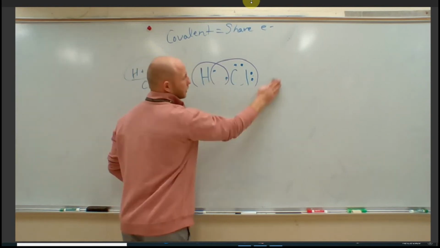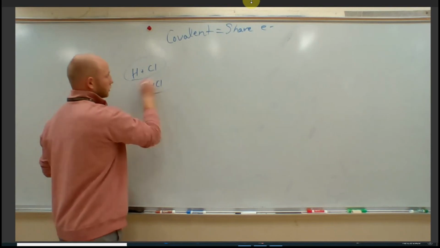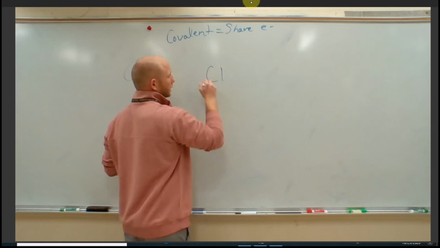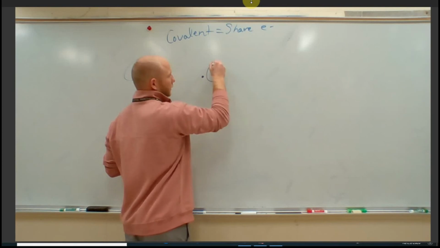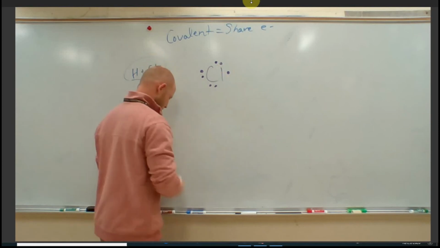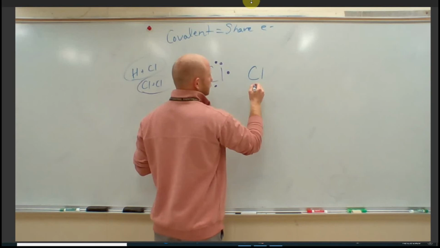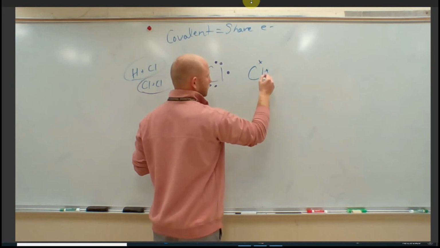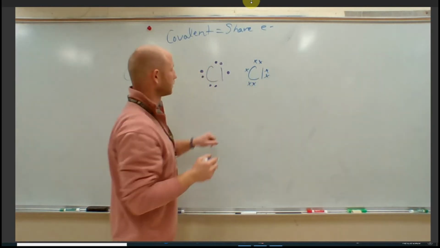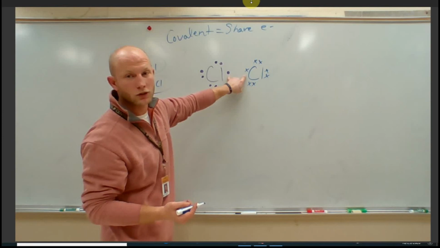So you guys need to write these down. Make sure you know what's going on. Let's go ahead and do chlorine. Okay, so I have chlorine, and we just said that chlorine, guys, has 7 valence electrons. All right, so chlorine has 7, needs 8. Chlorine has 7, needs 8. So why don't they just share these 2 electrons right here?